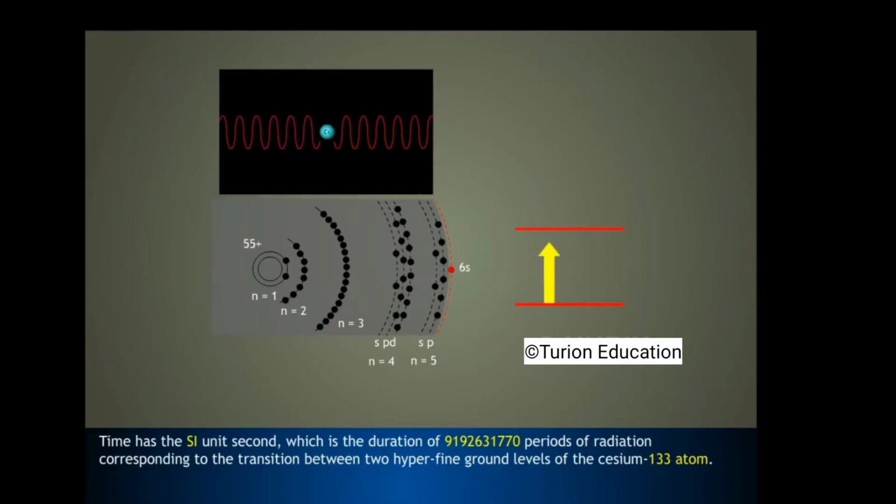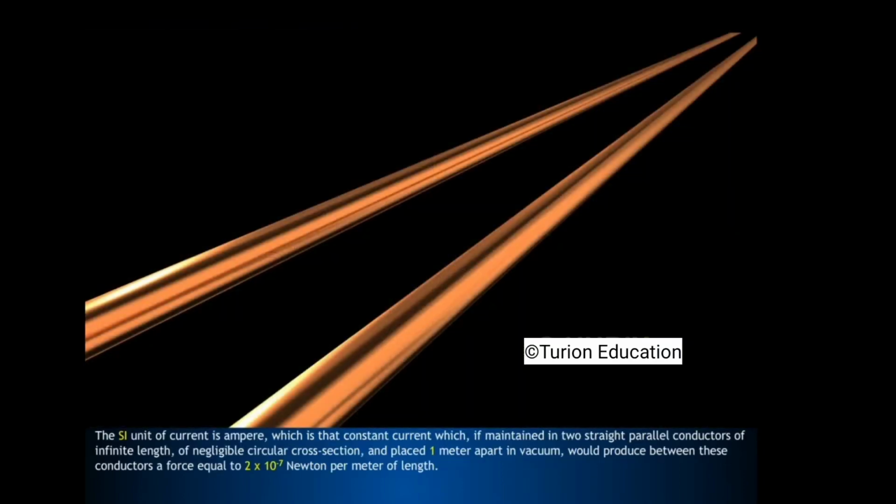Time has the SI unit second, which is the duration of 9,192,631,770 periods of radiation, corresponding to the transition between 2 hyperfine ground levels of the cesium-133 atom.